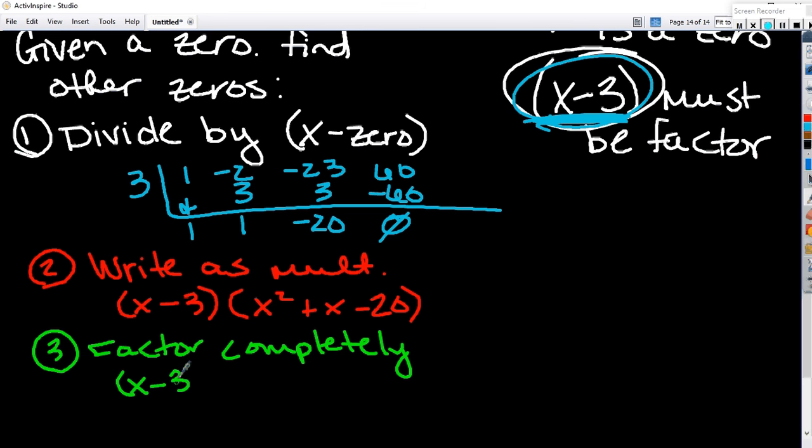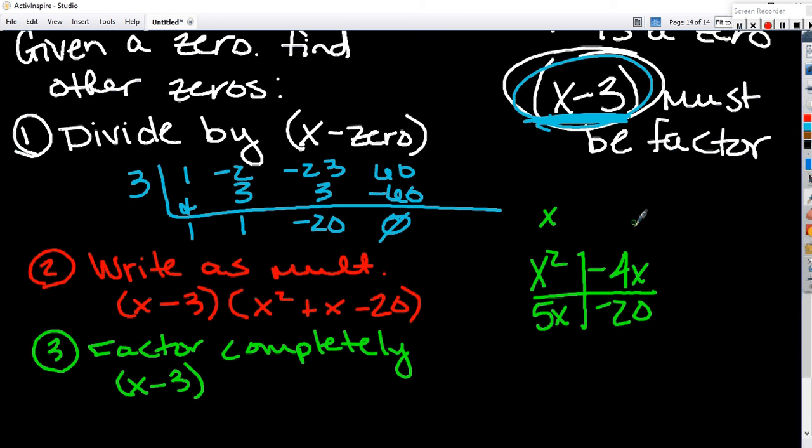Am I going too fast? Okay, I'll write it as a multiplication problem, or let's factor it. Opposite signs, one plus, one minus, multiplies to negative 20, adds to positive 1. Negative 4 and 5. x minus 4 and x plus 5.